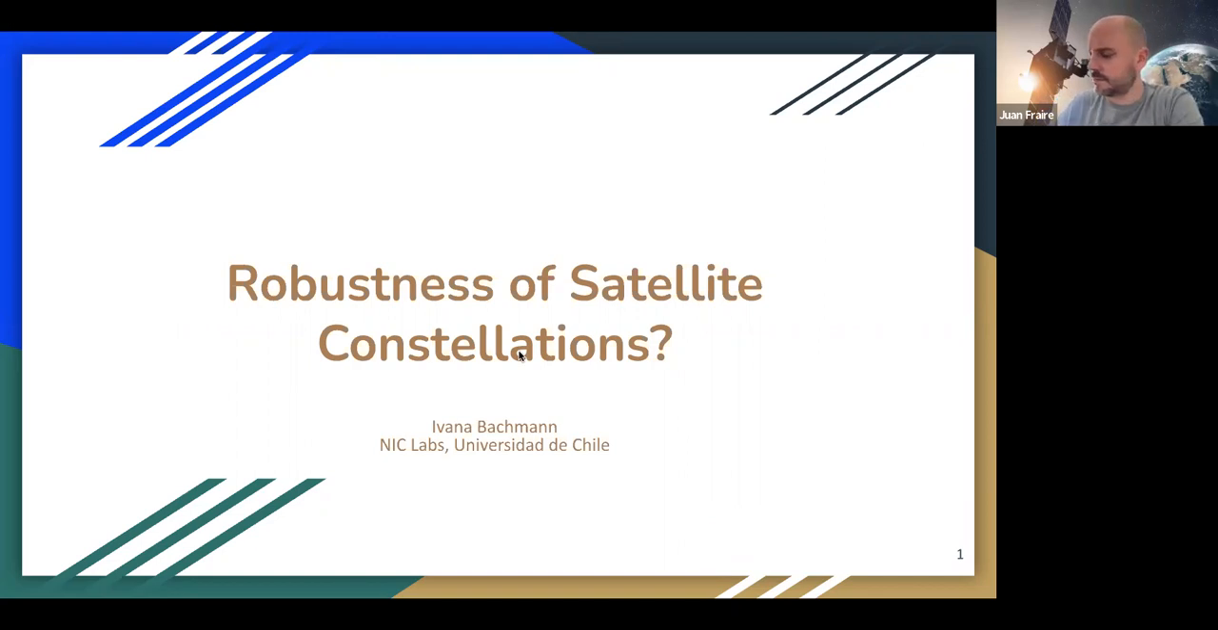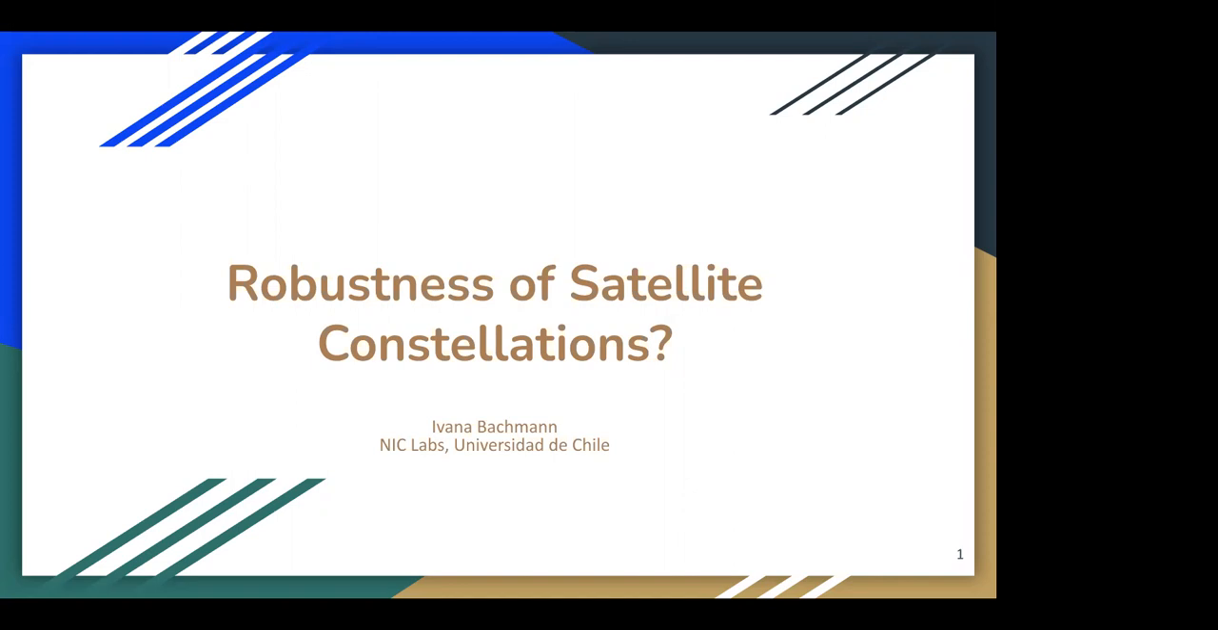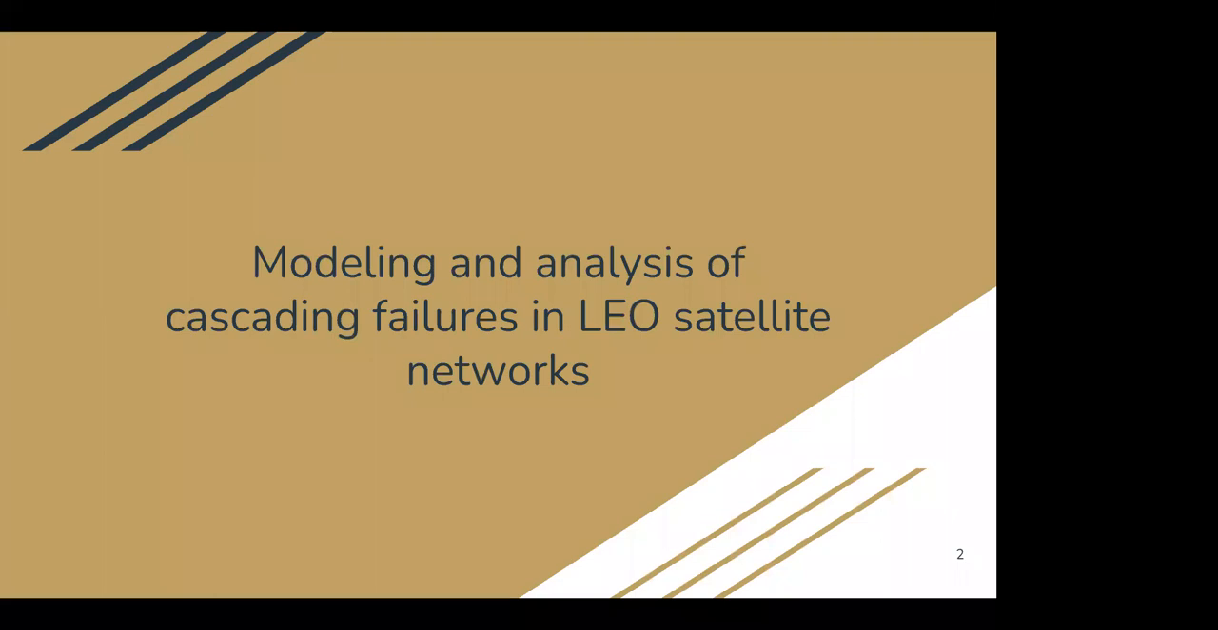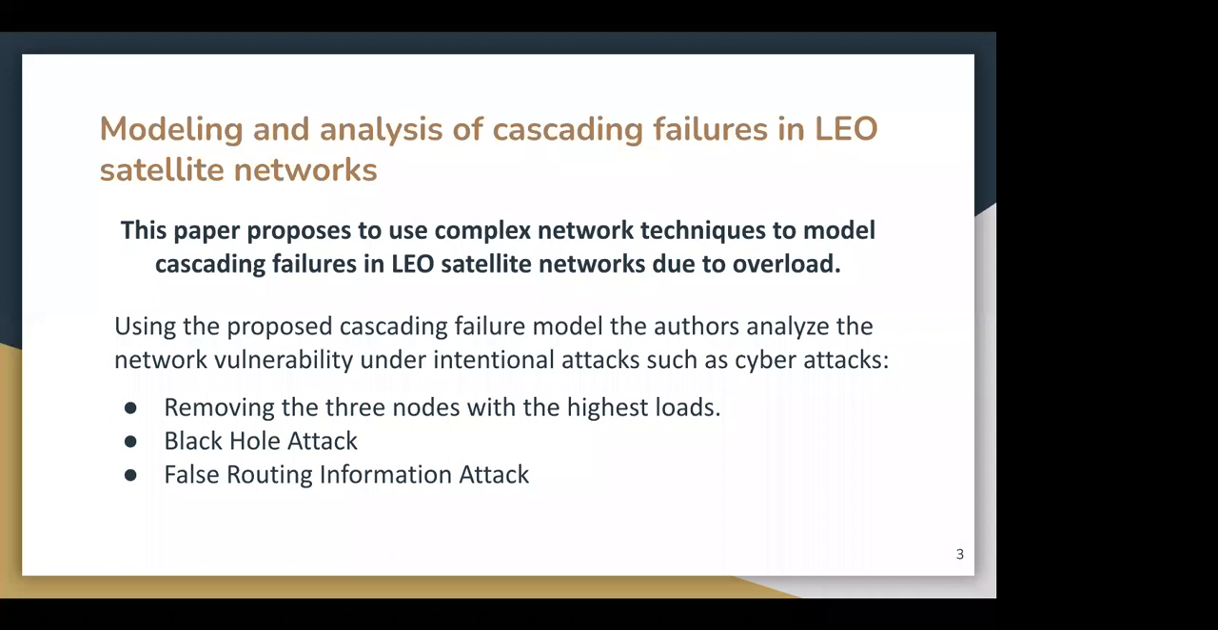So, in previous meetings, I talked a couple of times about assessing or studying the robustness of satellite constellations using complex networks, because complex networks is my topic of research. And recently, with Juan, we reviewed a paper called Modeling and Analysis of Cascading Failures in LEO satellite networks. This paper proposes to use complex network techniques to model cascading failures in satellite networks due to overloads.